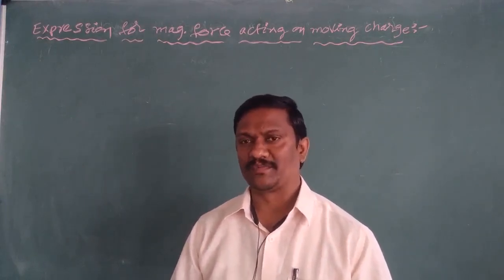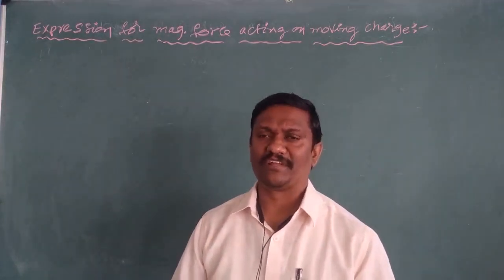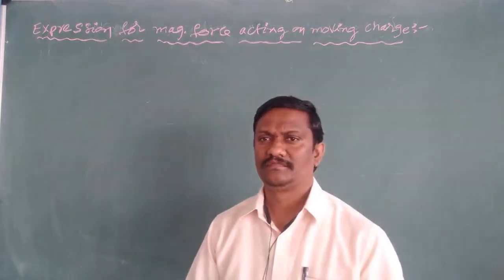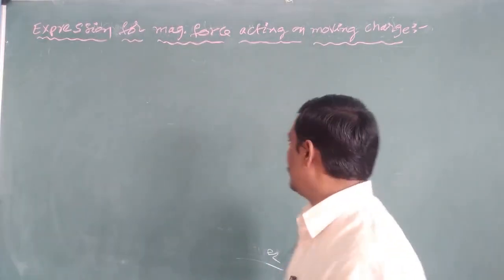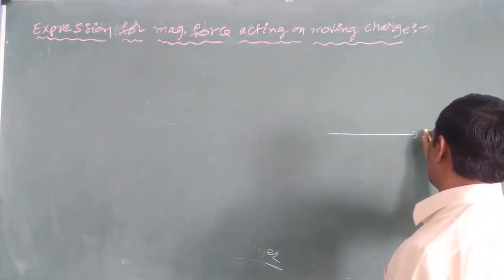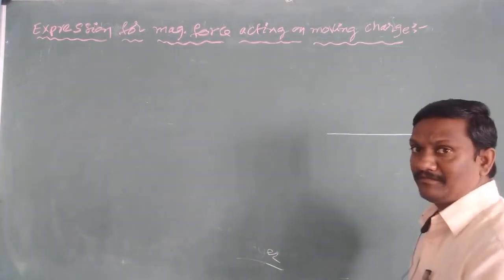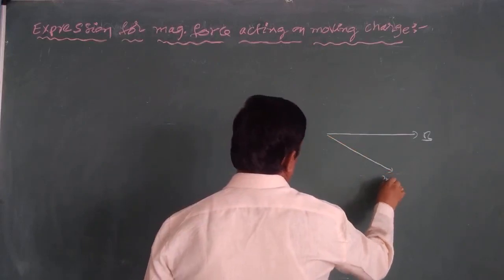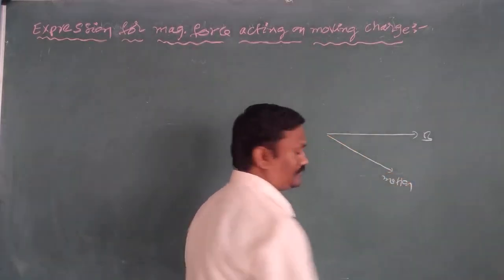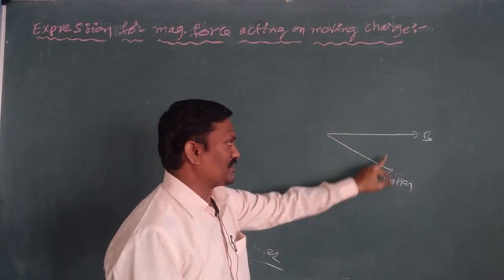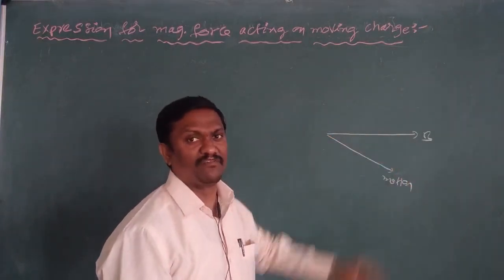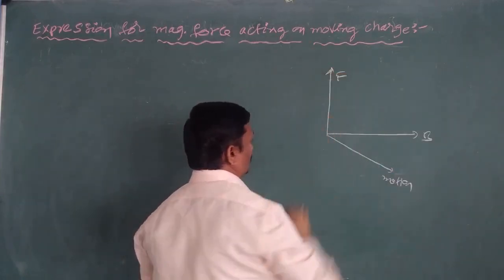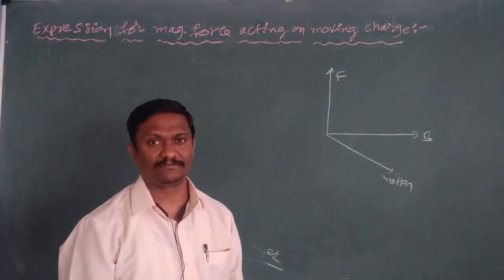In the previous video, we explained Fleming's left hand rule and its use. According to Fleming's left hand rule, if the forefinger indicates the direction of the magnetic field, the middle finger indicates the motion of the charged particle. So any charge moving inside the magnetic field experiences some magnetic force. The thumb represents the direction of the magnetic force.